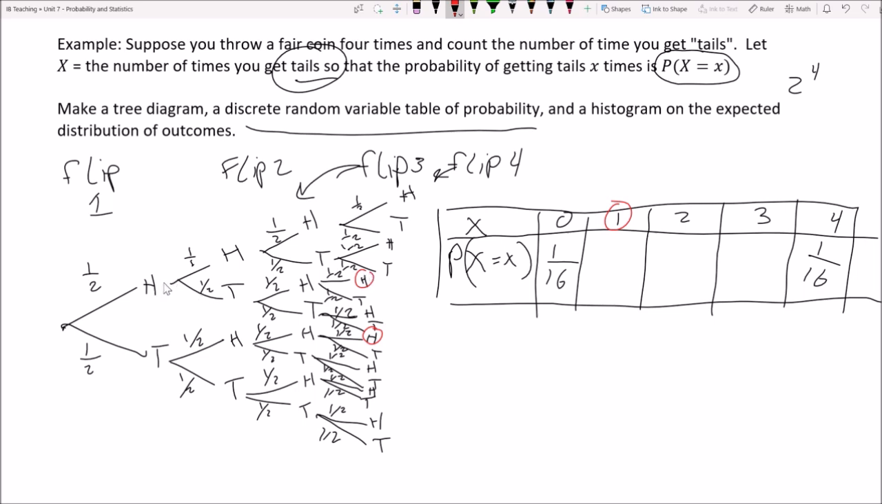Or we could go heads, heads, heads, heads, tails, heads. That would be exactly 1 tails. Or we go heads, heads, heads, tails. And so that would give us 4 out of 16.